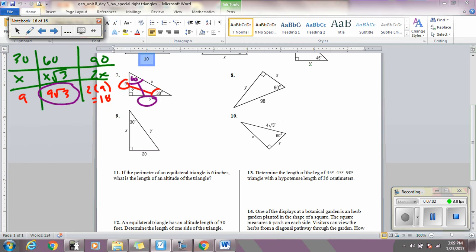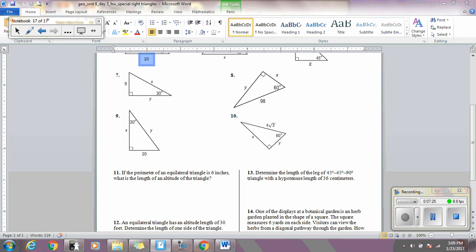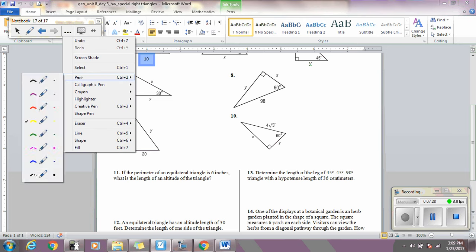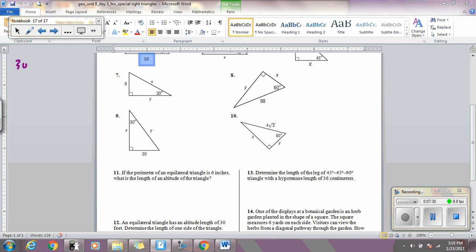And then x is across from 90. So x is 18. So on this one, x equals 18 and y equals 9 root 3. Number 9, again, it's a 30, 60, 90. So again, the pattern is x, x root 3, and 2x.